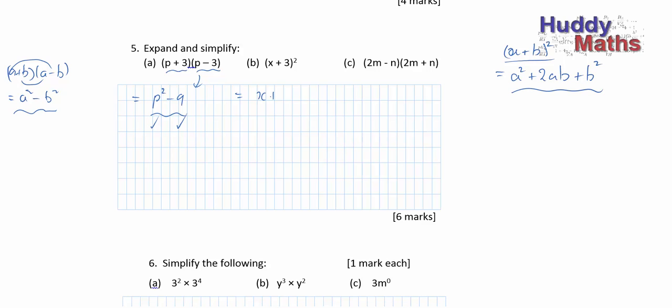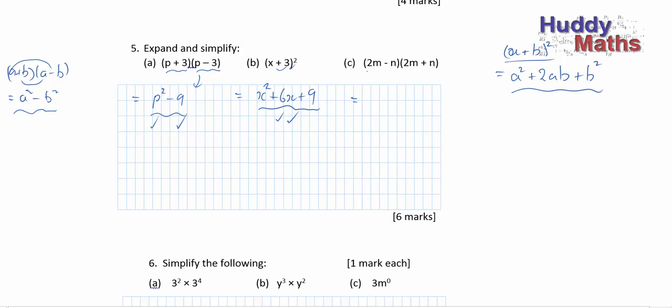Okay, check that with FOIL. So let's go back and do this one the quick way. It's x squared, twice the product is 3x, twice the product is 6x, plus the second one squared is 9. Okay, so here there are 2 marks for that answer. 1 mark off for every error in that answer.